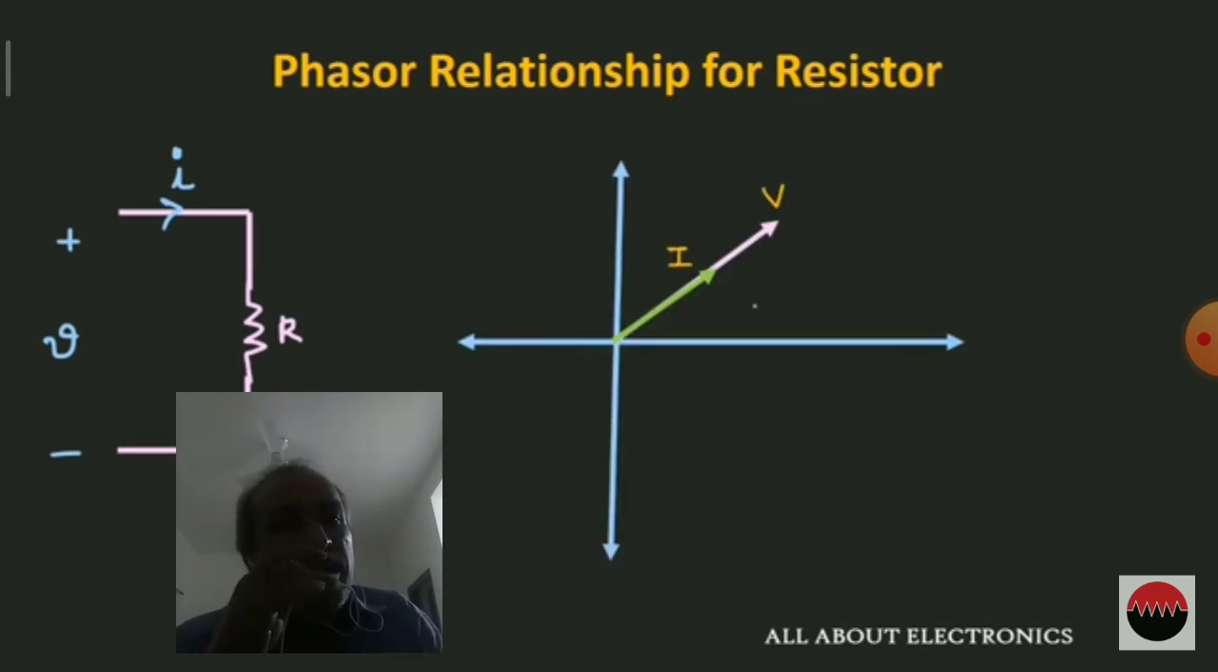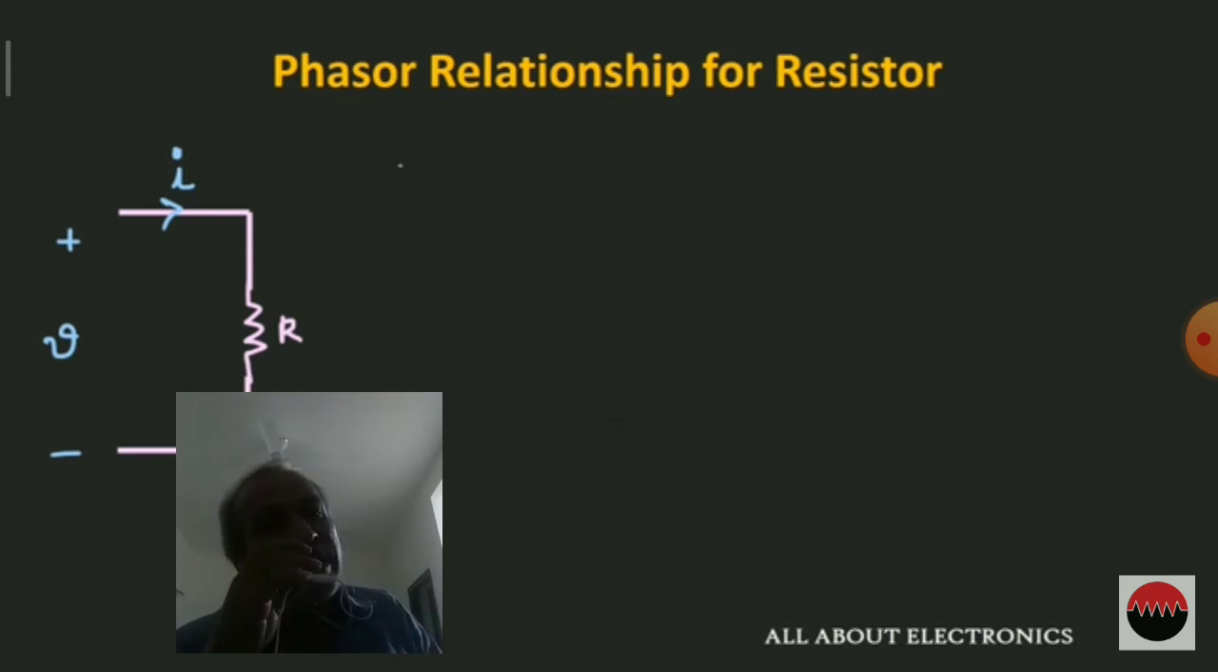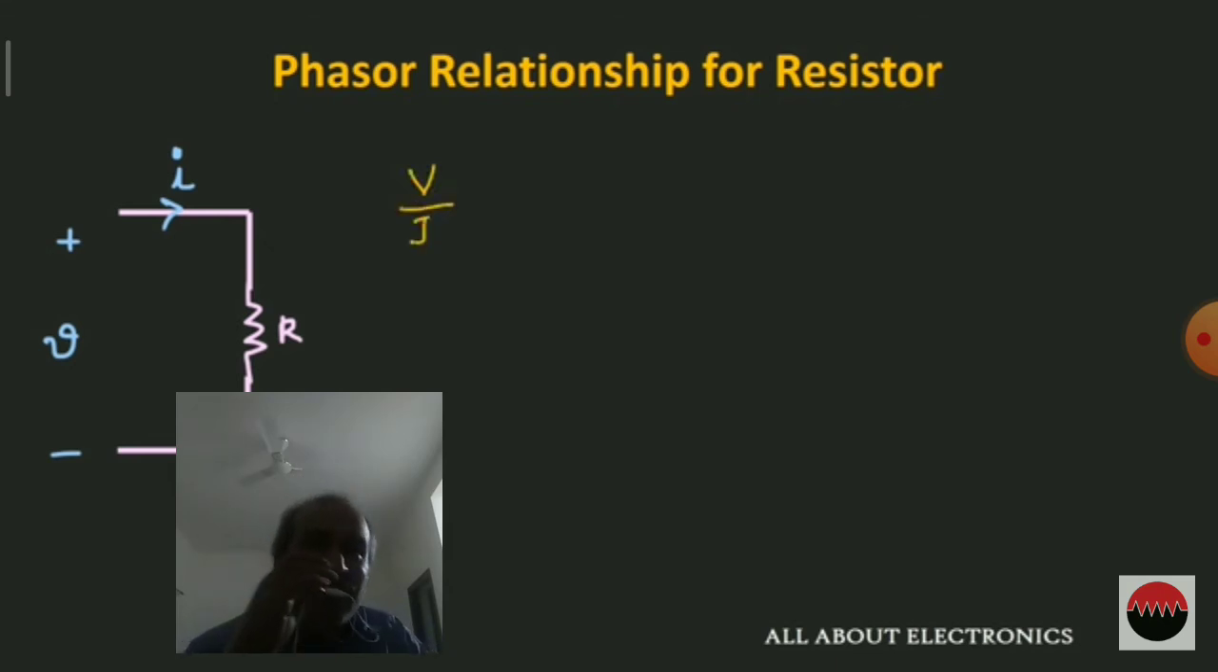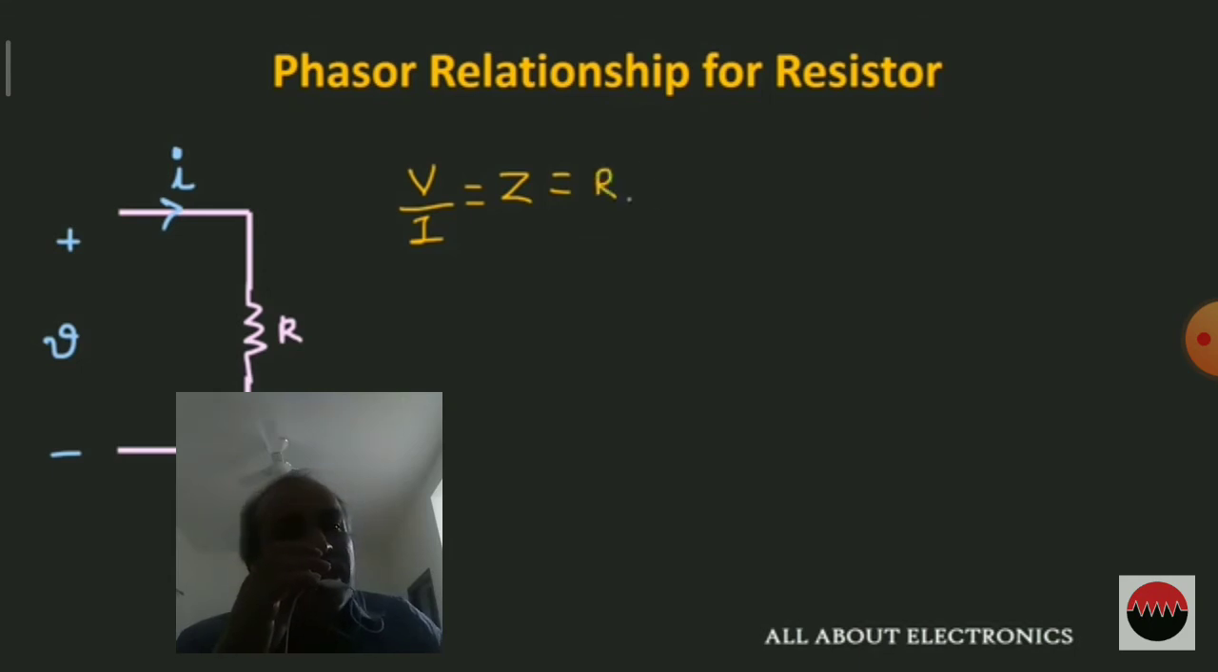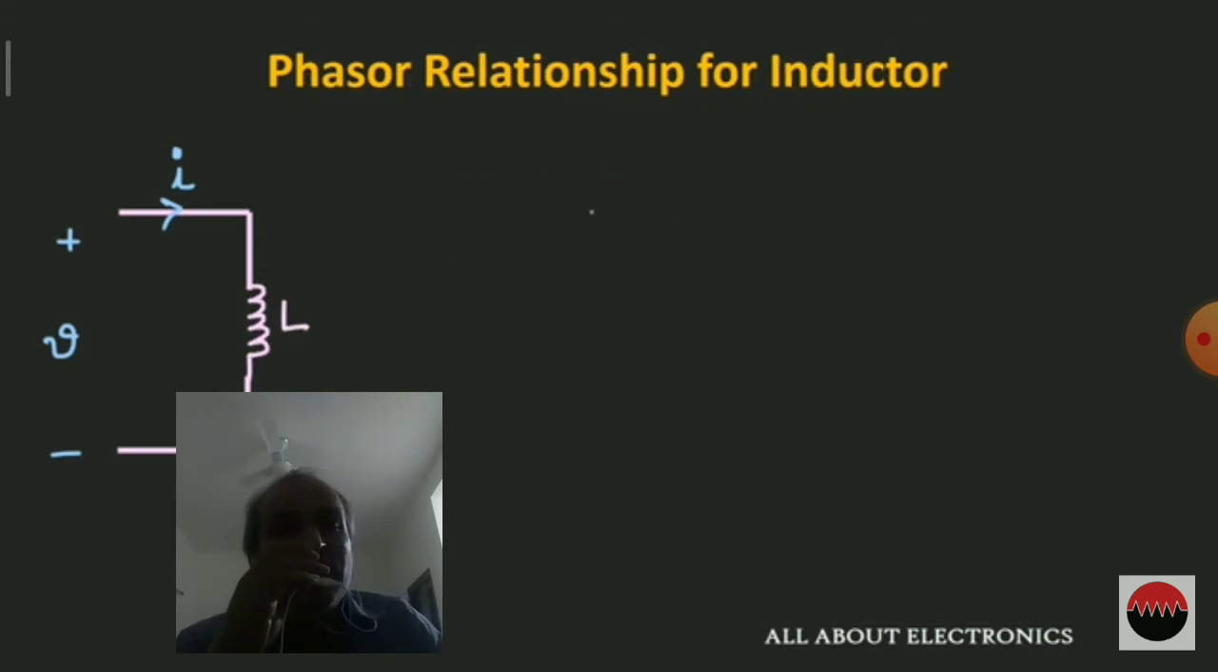So the phasor diagram represents current and voltage having the same phase, sin(ωt + φ). We can represent them in the same direction but with different amplitudes. So what is the impedance? Impedance is nothing but voltage divided by current. That is nothing but Z only. Z is equal to R.